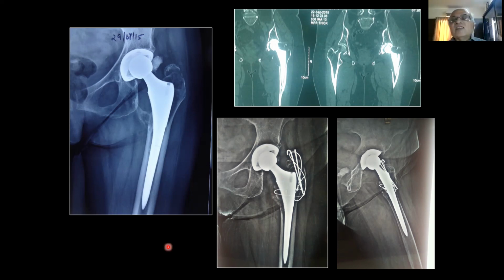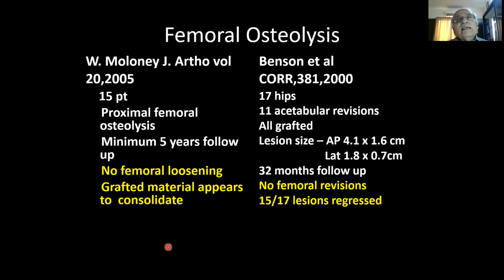So we have to reconstruct the proximal bone. And what is the data today? There are two good papers coming out, Maloney and Benson, showing that whenever the new poly has been put in and proximal grafting has been done, no further femoral loosening has taken place. That means the poly particles are not going inside. Both these papers suggest there is no femoral revision at 5 years, at 7 years follow-up. So it is a good procedure.